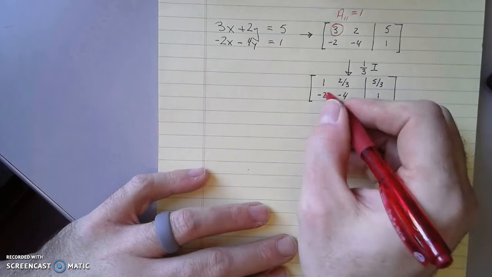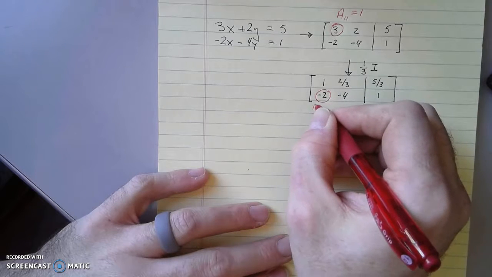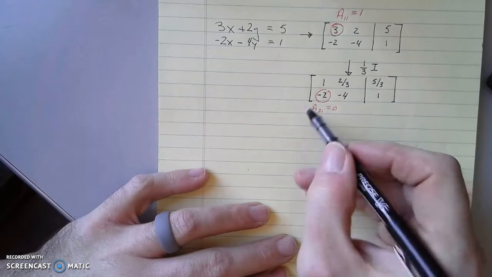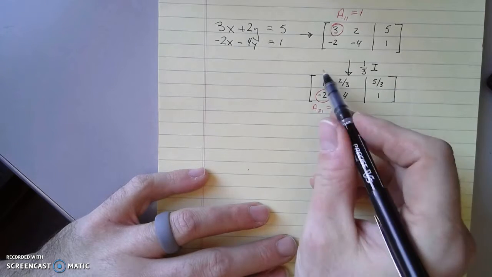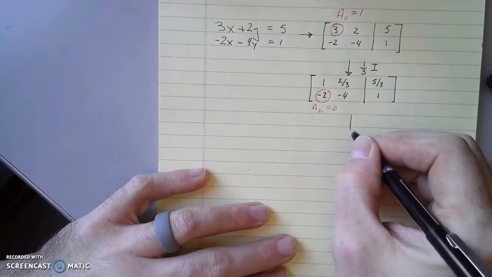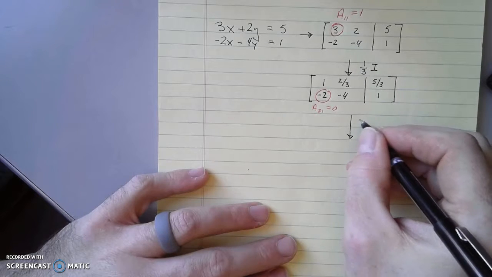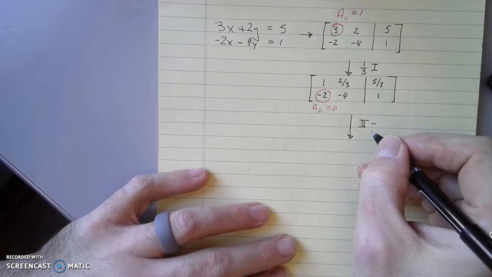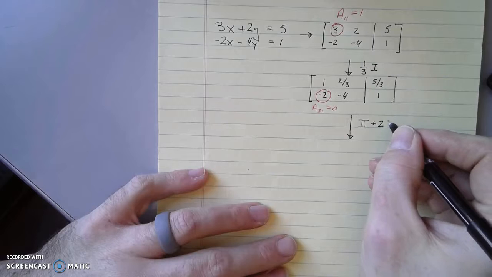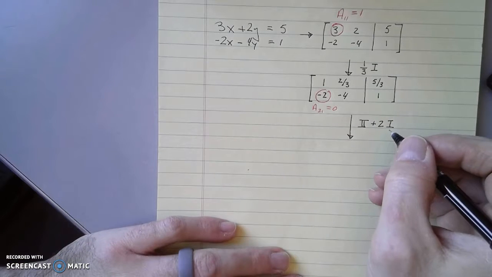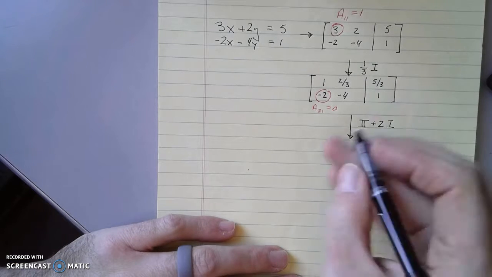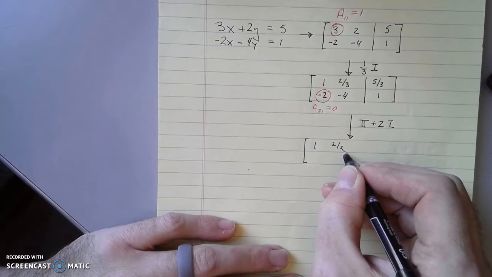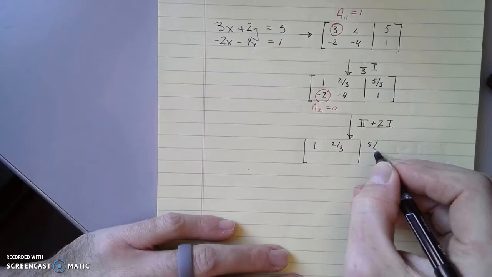The next step is to turn A21, second row, first column, into 0. And to do this, we're going to take row 2 minus, actually we'll just do plus 2 times the first row. So we're taking the first row and adding a multiple of it. So again, the first row does not change. I can just copy that.